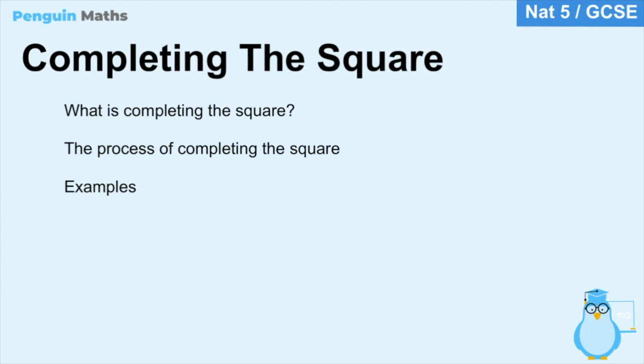In this National 5 and GCSE Maths lesson, today we are going to have a look at something called completing the square. We are first going to address what completing the square is when we have a quadratic function. We're then going to have a look at the process of completing the square, so the steps that we can follow in order to transform a quadratic expression into one where we have completed the square. And in the process of doing all this, we're going to go over several examples so that you can follow us along at home. So, let's get started.